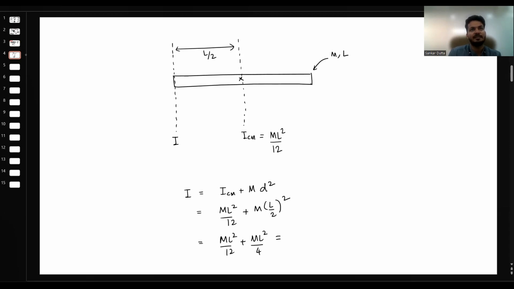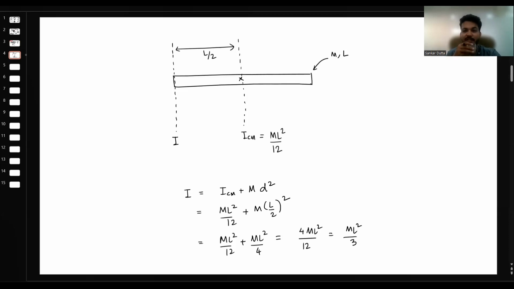Guys, can you add this up and tell me how much this is? So ml squared by 3. ml squared by 3. The LCM is 12, and 1 plus 3 is 4, right? So you get ml squared by 3. But isn't this the result that you already knew?